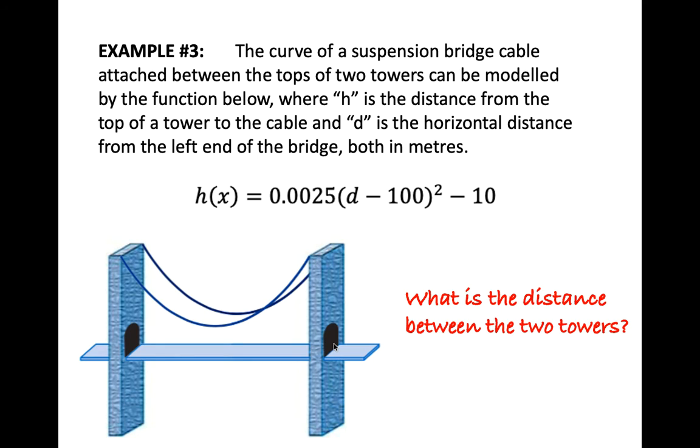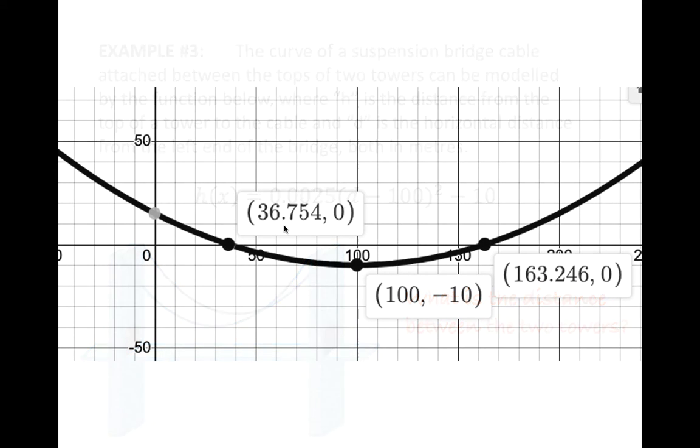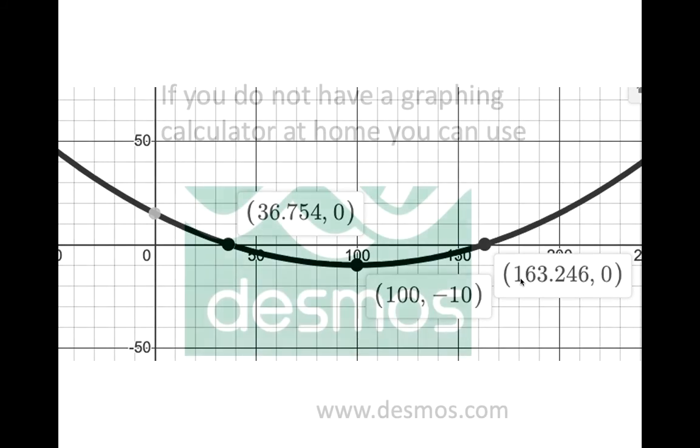Lastly, we have one where we're looking at the curve of a suspension bridge cable, which is attached at the top of 2 towers. And they established that the height right here is the distance from the top of the tower. So this is the top of the tower, so the height is 0. And if we're dropping down, that's how far down it's going. So if we were to graph this and figure out what the distance was, we would have it dropping down here. We'd want to know the distance between this vertex and that vertex. So there you have it.